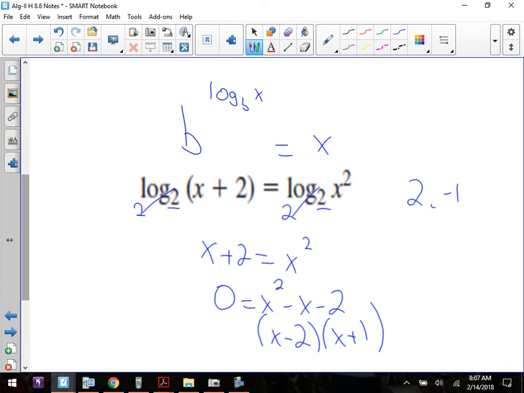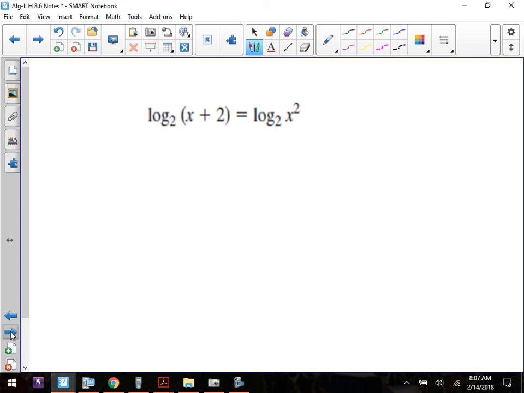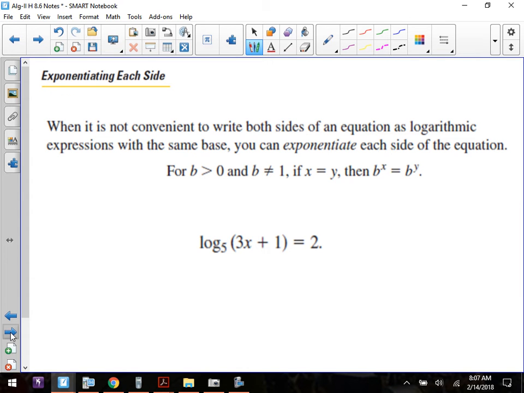In this case, both solutions work. They're going to be okay. Right? So you always double check. Okay. We did that one. All right.